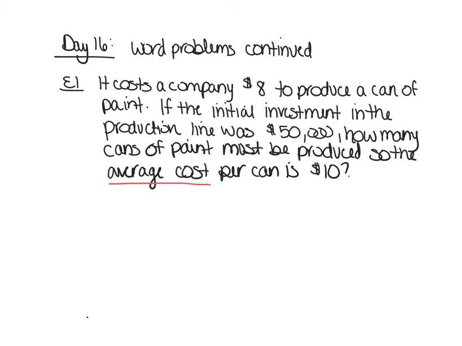So we can set up a cost equation. So we'll say the cost of each paint can will be, we have this initial investment plus $8 per can. That's going to give us the total cost. We want the average cost, so that's why we divide by x. So you remember probably doing that on the first half of Chapter 5. So this is going to give us the cost per can of paint. And the goal is we want to know how many cans of paint must be produced so the average cost equals $10. So we want to set this equal to 10.